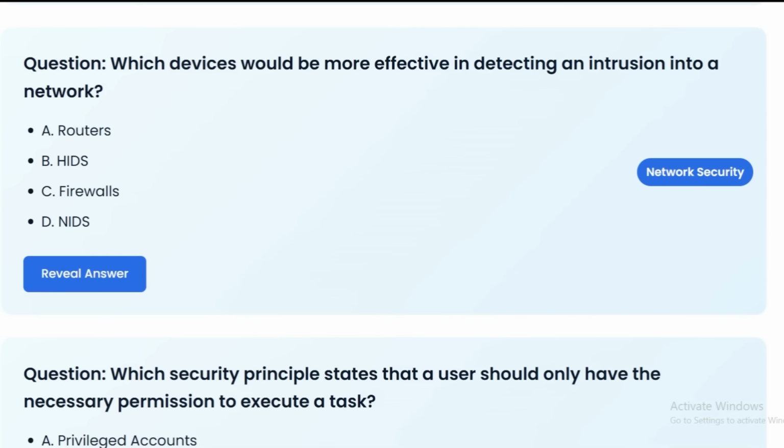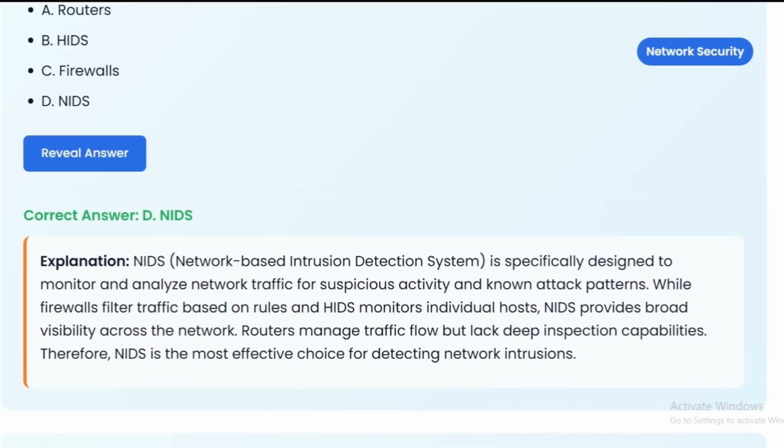So a network-based intrusion detection system is specifically designed to monitor and analyze traffic for suspicious activities and known attack patterns. While firewalls filter traffic between routes, HIDS monitor individual hosts. NIDS provides broad visibility across the network. Routers manage traffic flow, but lack deep inspection capabilities. Therefore, NIDS is the most effective choice for detecting network intrusions.